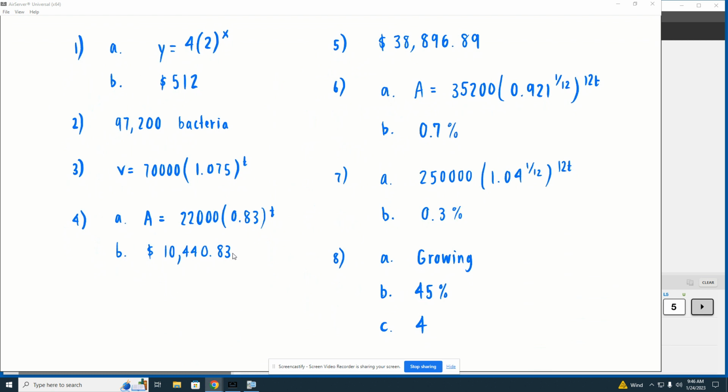I didn't want to put these up while I was checking because there wasn't a ton of work that needed to be shown for these. You basically have to write the equation and then plug in a year or a day or whatever amount of time it was. So it wasn't a ton of work to be shown here.